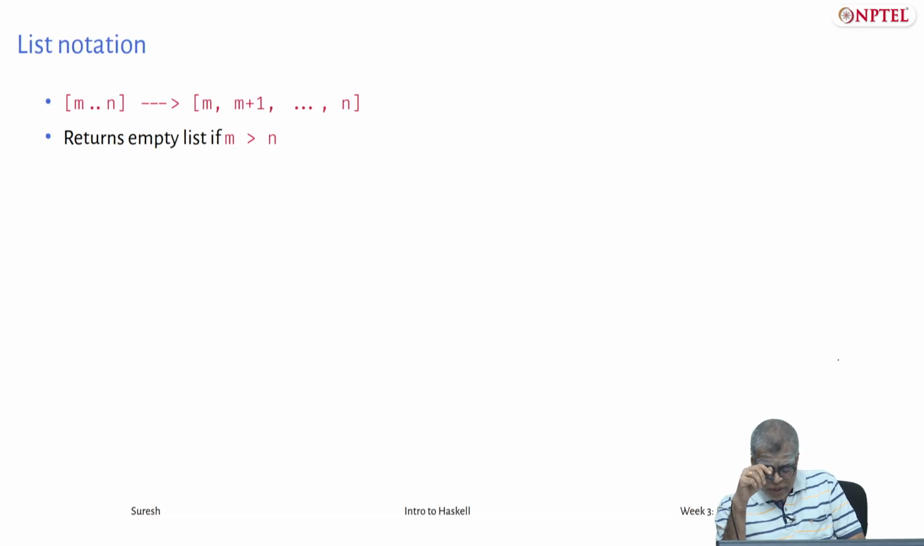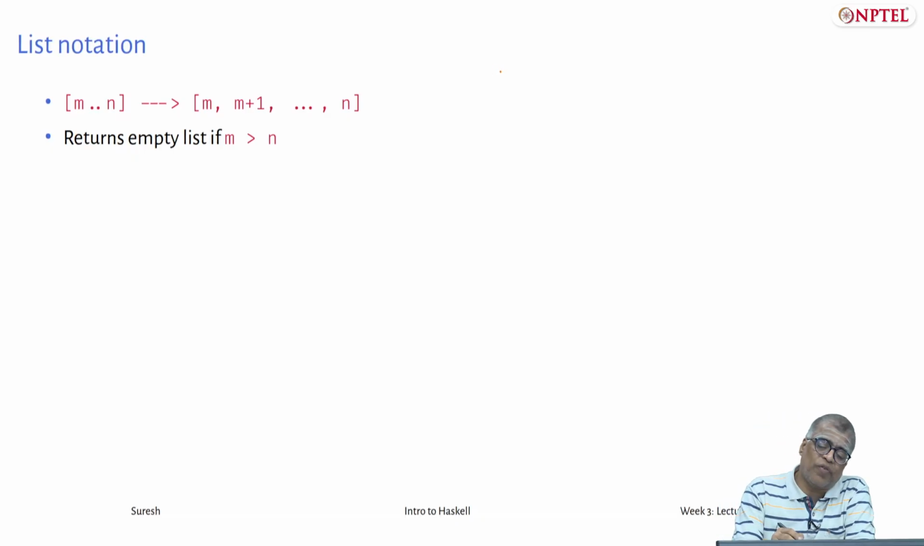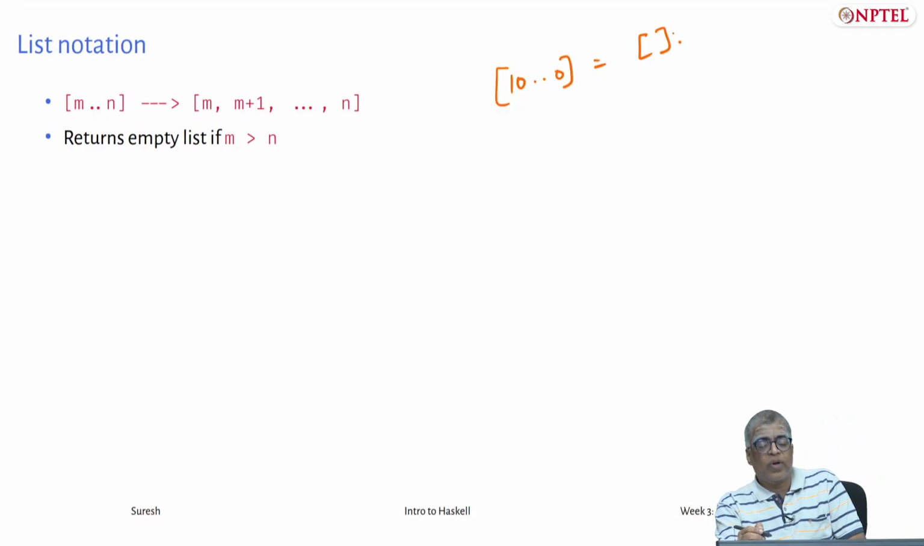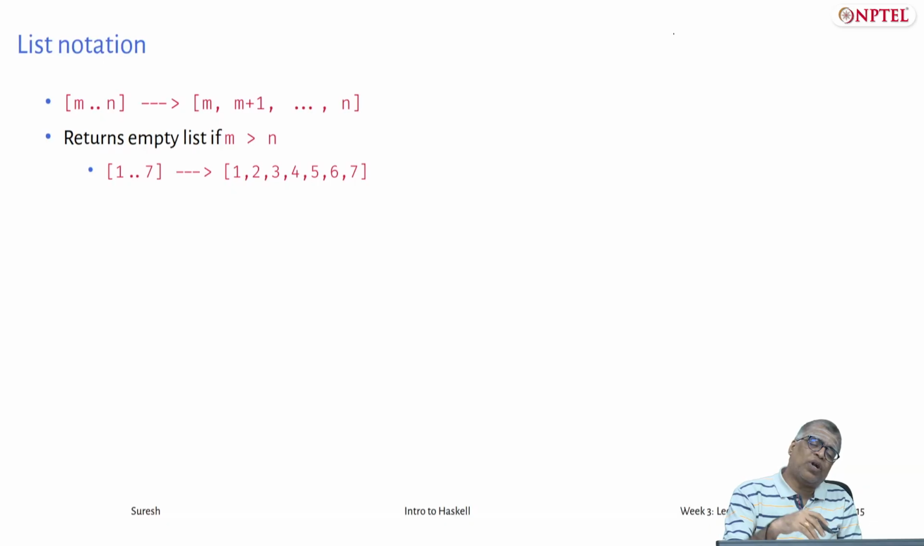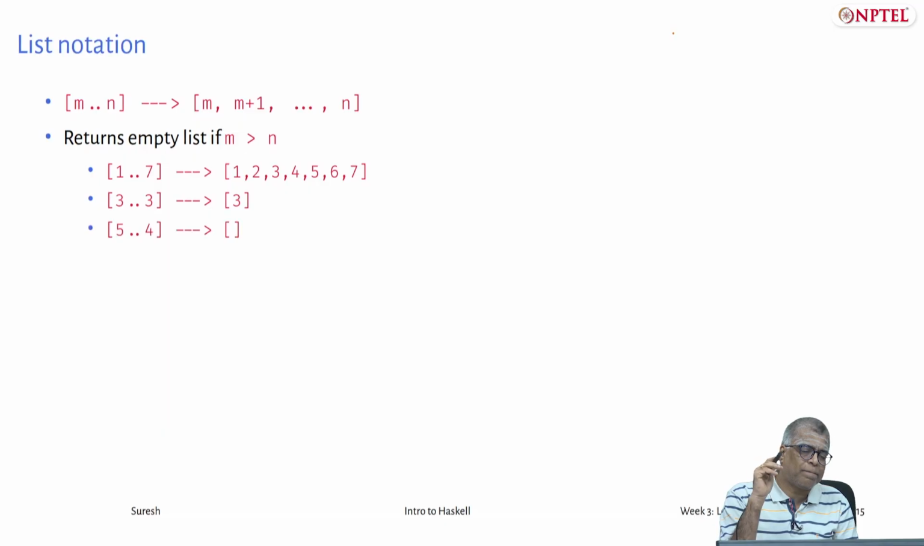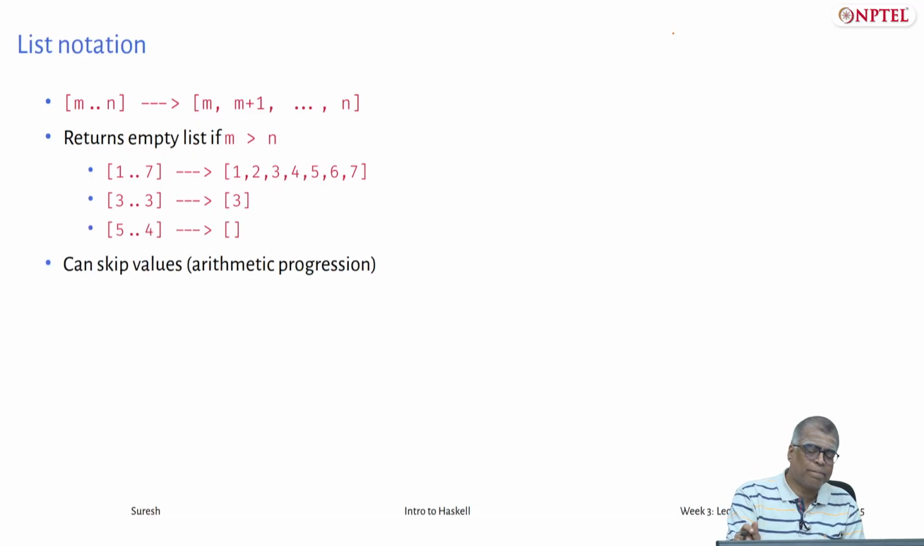Yeah, so what happens if m is greater than n? So if I write something like 10 dot dot 0, I will just get the empty list. Okay, because you are supposed to start from a smaller element and work your way to the higher element. That is the point of this notation. So 1 dot dot 7 will give you 1, 2, 3, 4, 5, 6, 7. 3 dot dot 3 will just give you the singleton list 3. 5 dot dot 4 will give you the empty list.